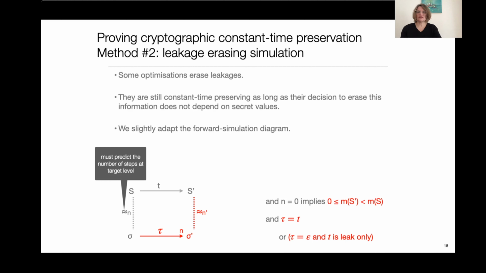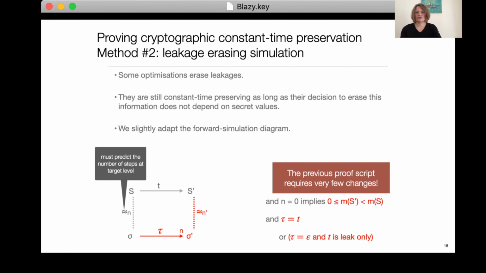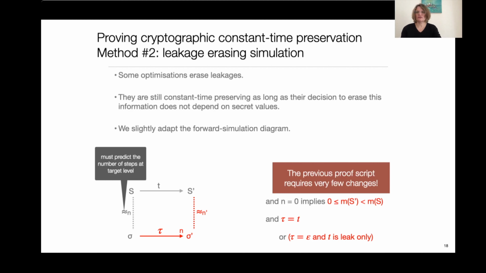If n is 0, then we still have the decreasing measure. Maybe tau is equal to t, and we are in the previous situation, but maybe tau is different because there was some erasure in t, and in that case, t was a leak-only event. Because we have here at the source level only a single step of execution. So once again, this second method requires only a few changes to the existing proof scripts.